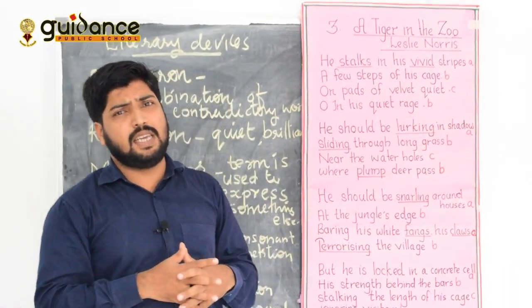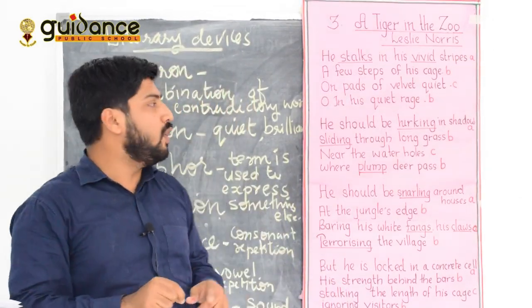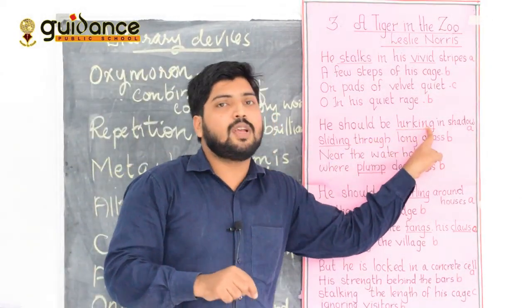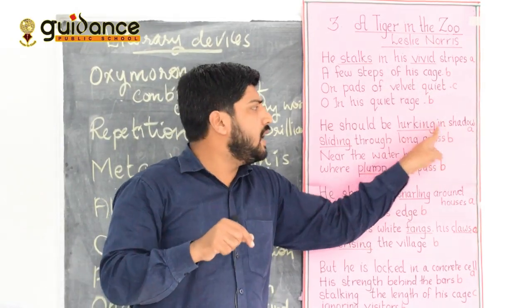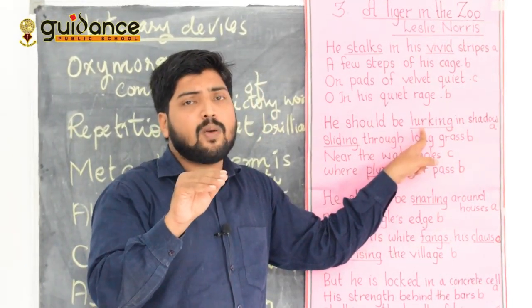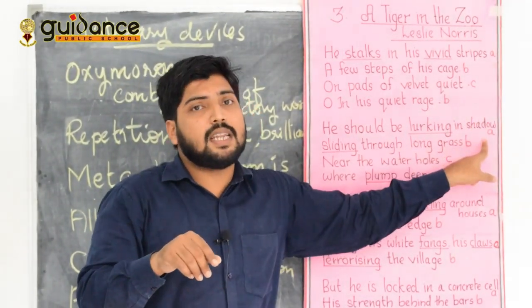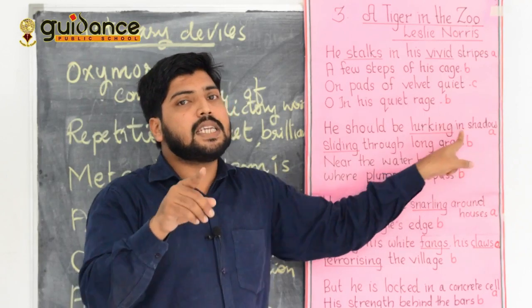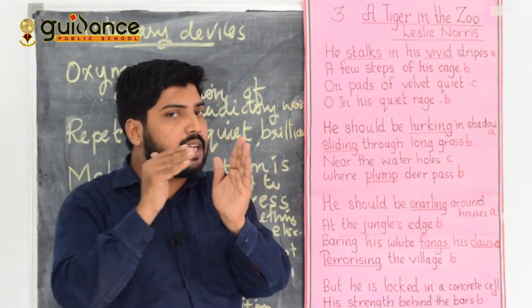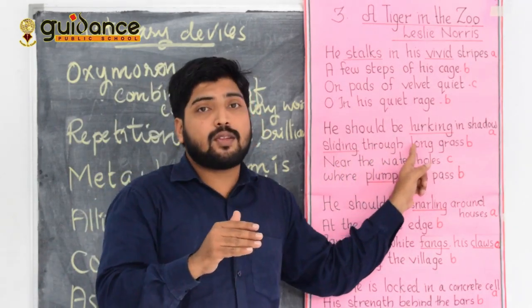What do we mean by lurking? Lurking means lying in wait. Where does the tiger lie in wait? It is lying in the shade of an object or in the shadow, and sliding through long grass.